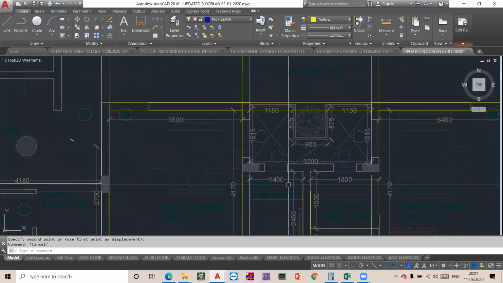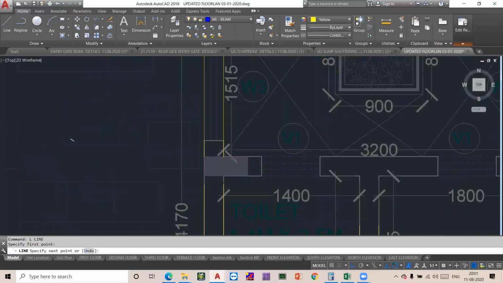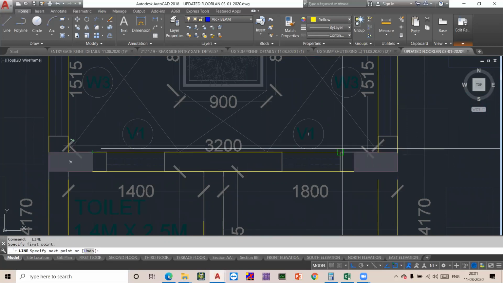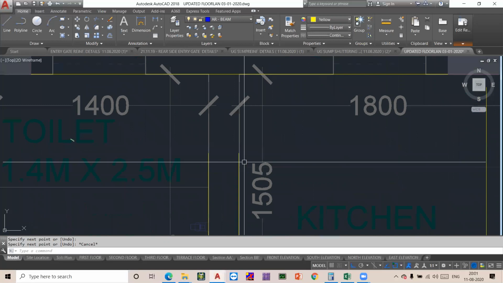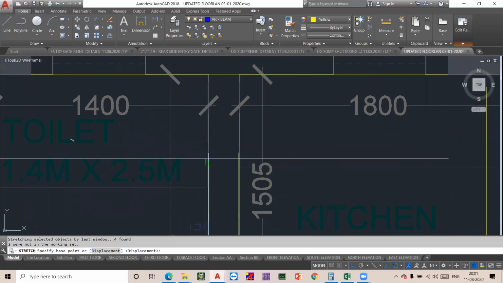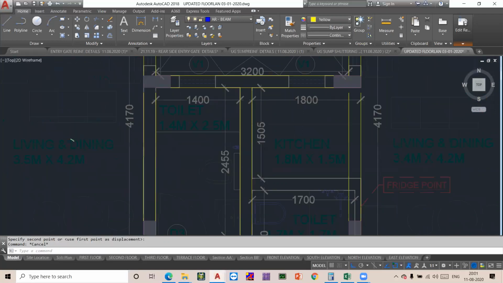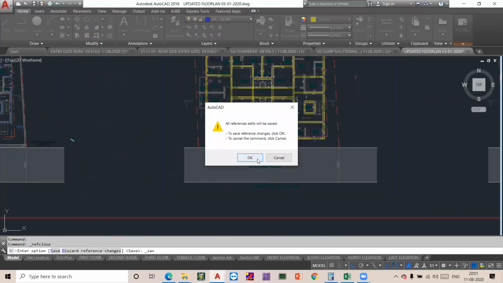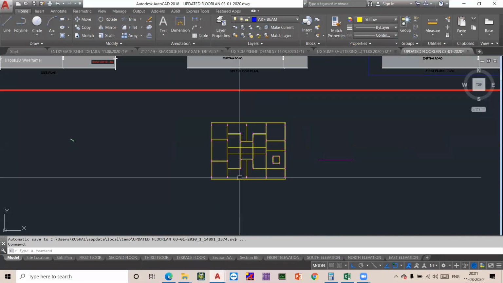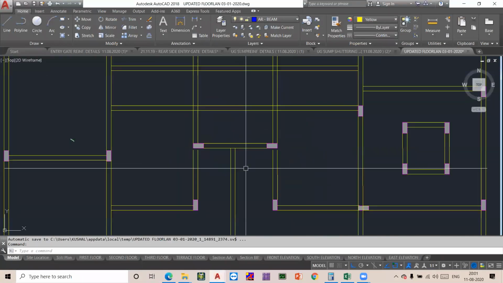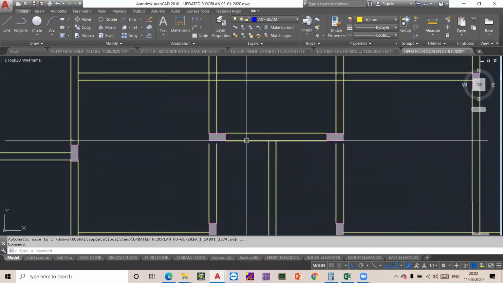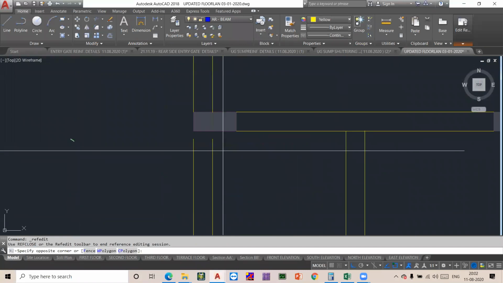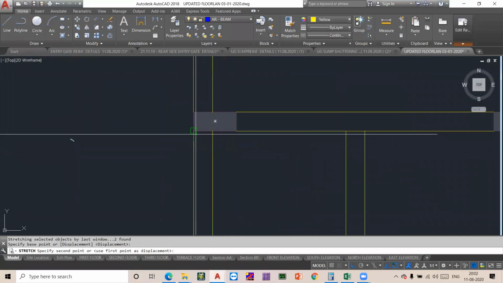Likewise, I will be adding one more beam here, and it will be supporting it here. So now after this, we will have to show the proper indication of the beam lines.